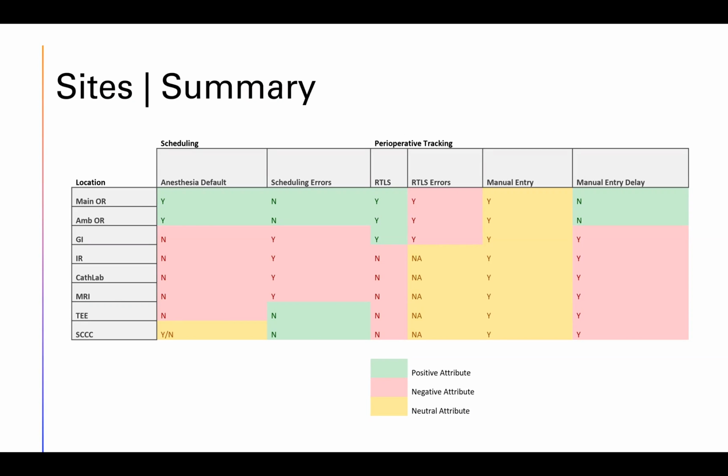When it comes to perioperative tracking, the RTLS system exists at the main OR, ambulatory OR, GI, and the cath lab. But we see the errors still in all those locations, so it's still not a perfect system. Again, when I put manual entry, I put that as a neutral thing, because manual entry by default has the risk of delays. And then the manual delay, we usually don't see it in the main OR and ambulatory, because the RTLS system works fairly well, and the other locations not so much.